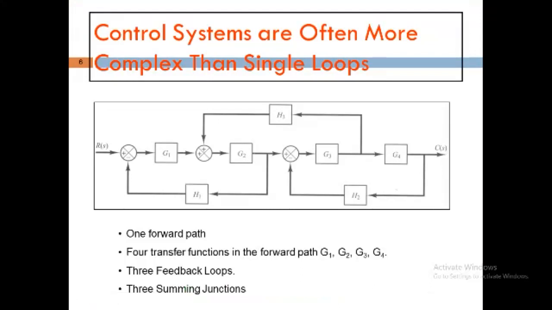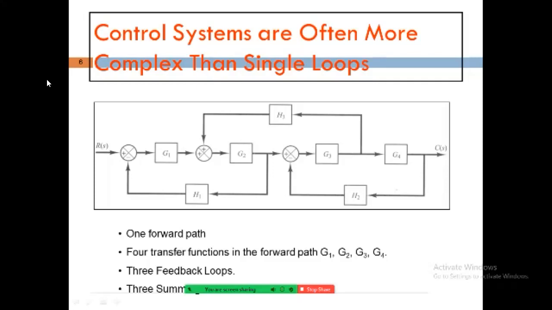In the previous lecture, we discussed open loop and closed loop control systems. Beyond this, we are now seeing the transfer function and mathematical modeling of a control system. In that, the first part is control systems and complex of a single loop systems.